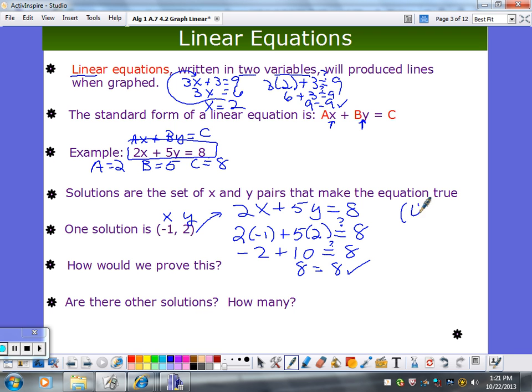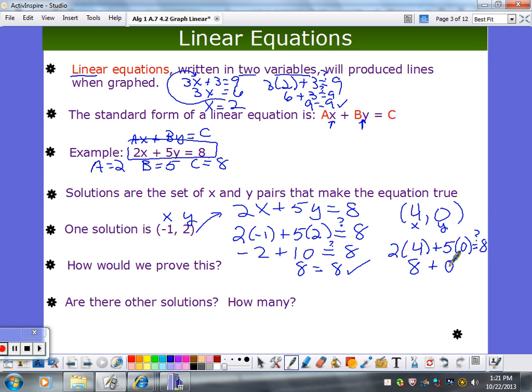I'm going to give you this ordered pair. Is it a solution to 2x plus 5y equals 8? How can I tell? This one's x, this one's y. Let's plug it in. 2 times x plus 5 times y. Does that give me 8?